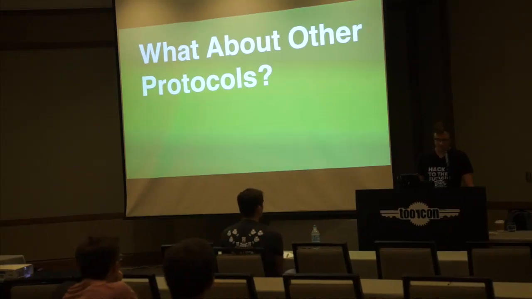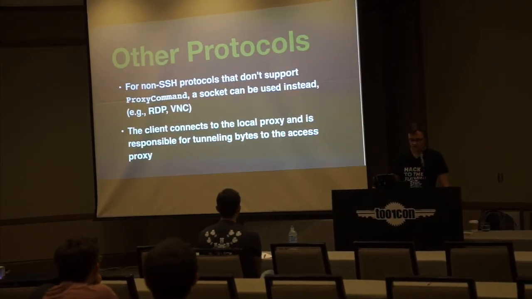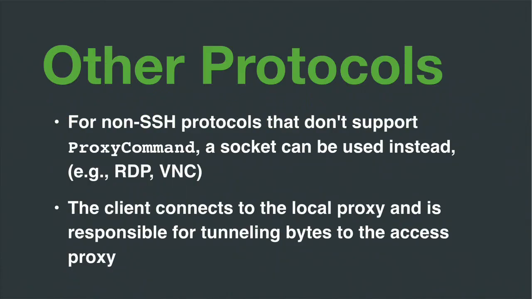So I mentioned RDP, VNC, and other things we might want to put behind the access proxy. How would we do that? Obviously RDP doesn't come with this proxy command feature that allows us to launch an external program. So what can we do there? We've already tested this, so we know that it works if we just use a socket. For example, rather than an RDP client connecting to rdp.example.com, we connect to localhost on some ephemeral port, and then have our proxy handle tunneling those bytes through the access proxy and eventually to the backend service.